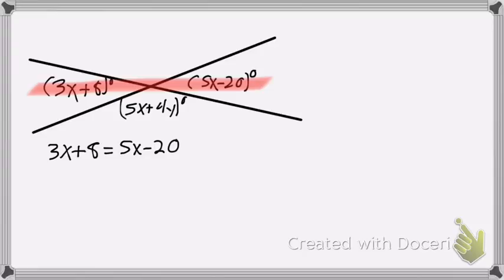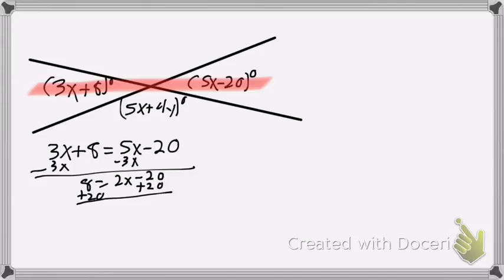So what we're going to do is subtract 3x from both sides. Good old subtraction property of equality right there. And we get 8 equals 2x minus 20. Then we're going to add 20 to both sides. That's the addition property of equality, and we get 28 equals 2x. So now we're going to use good old division property of equality to divide both sides by 2. We get 14 equals x.